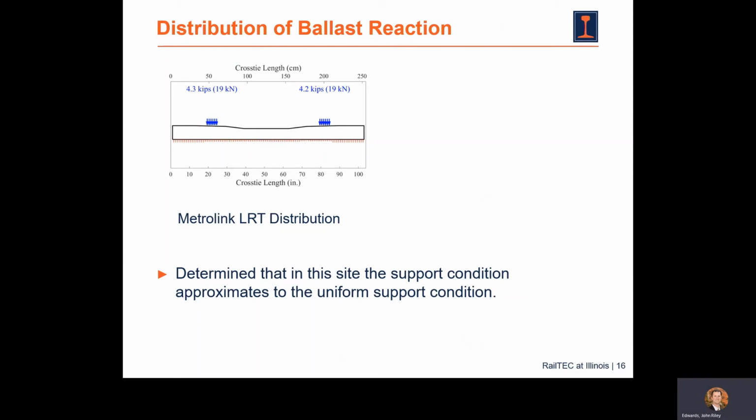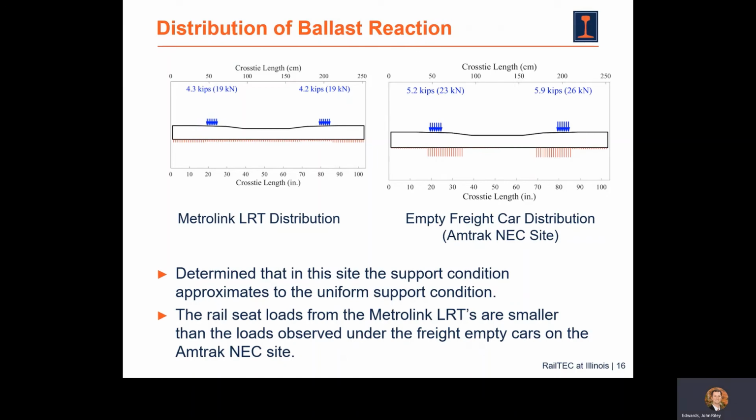Quite an uninteresting distribution of rail seat pressures beneath the Metrolink LRT. We have very uniform support conditions at this site with incredibly low pressures. And we can compare this even to the empty freight car, the least demanding load on Amtrak's Northeast Corridor, and we can just see the significant difference between the uniformity of the pressures on Metrolink in St. Louis and on the lightest of cars that are operating on Amtrak's Northeast Corridor, at least in terms of rail seat pressures generated.